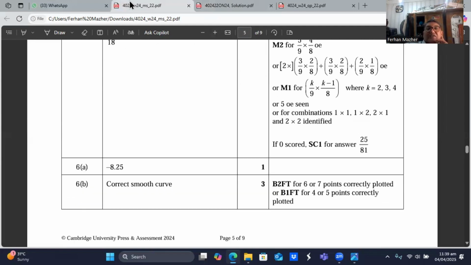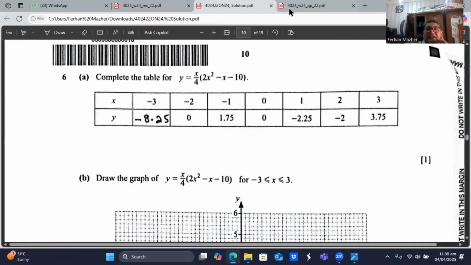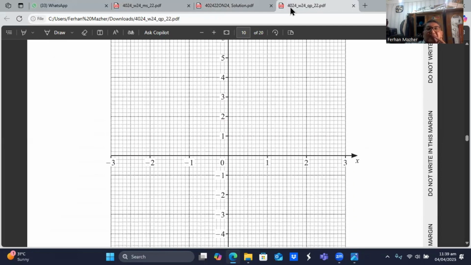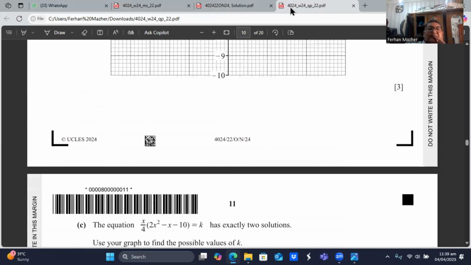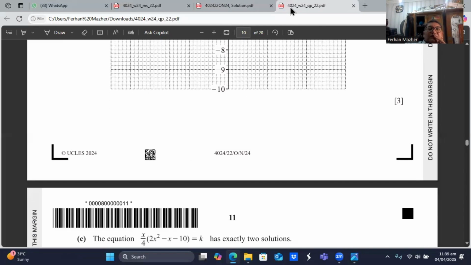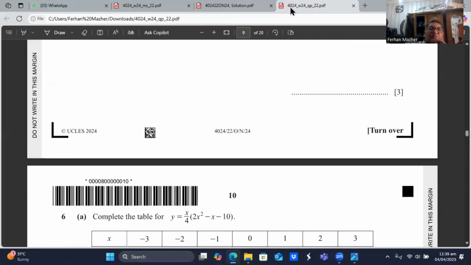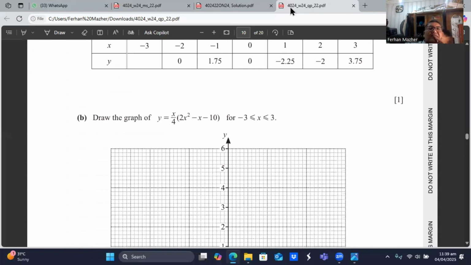Minus 8.25 is the answer, sir. So then I will plot these points, and let me show you. Here we have a grid given to us, and what they want us to do is plot this. It's a 3 marks question, and they want me to plot these points on this grid. Draw this graph.